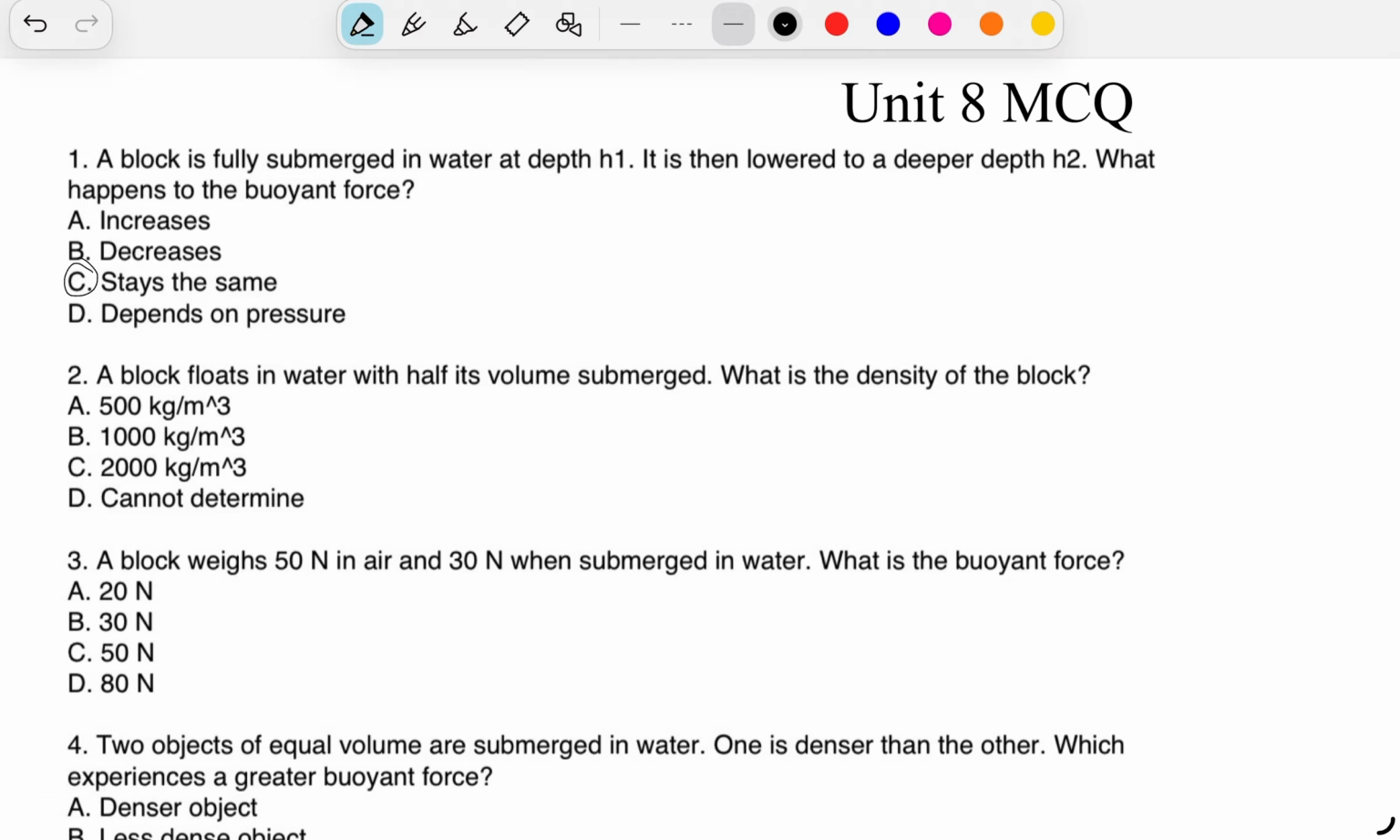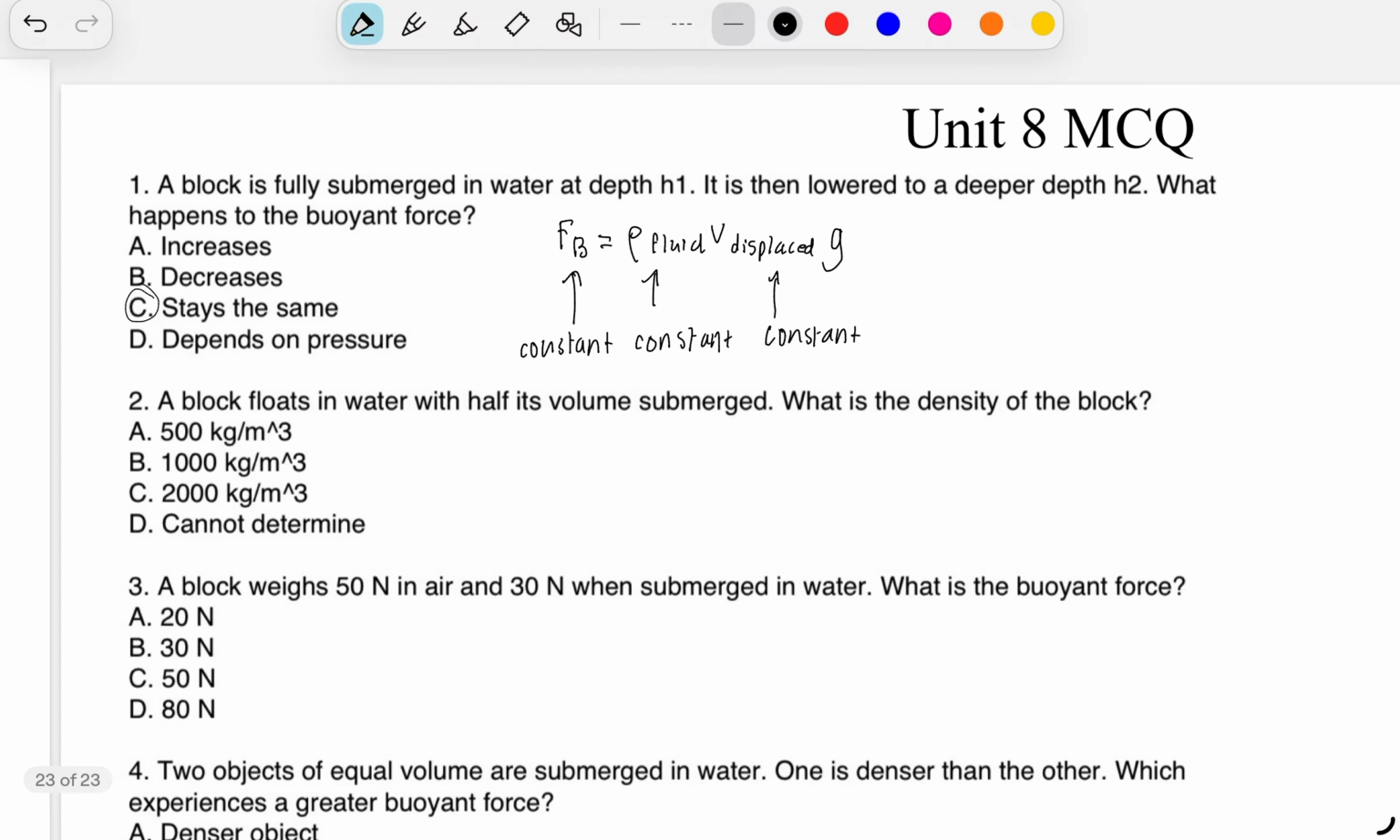However, the formula for buoyant force is equal to rho fluid, the density of your fluid, times the volume that was displaced, times your gravitational constant. In this scenario, our density is constant. Also, the volume that is displaced is constant. Therefore, FB is going to be constant because our g is also constant. It's 9.8 meters per second squared.